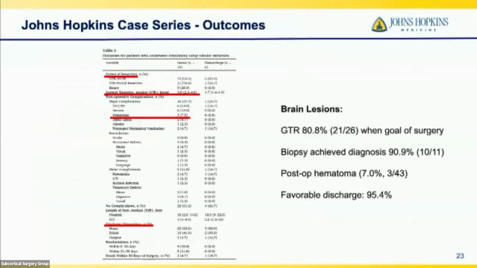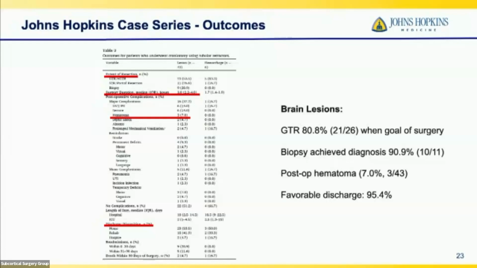We had a gross total resection rate of about 81%, when the goal of surgery was resection, not just biopsy. For those where biopsy was the goal, we achieved a diagnosis 90% of the time. There was one patient where multiple attempts were made at biopsy, and the primary surgeon thought that it was best to stop and potentially bring them back, and they found a diagnosis through other means.